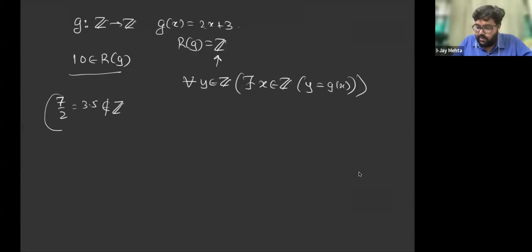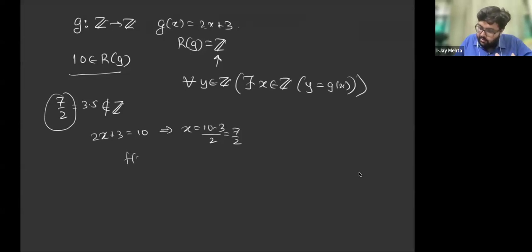But how do you find 7/2, right? You are looking for x. 2x plus 3 equals 10. Just like earlier you found x equals 10 minus 3 over 2. So that's 7/2. And you already have f of x equals 10. What is f of 7/2? We found it last time: 7/2 times 2 plus 3, so 10.